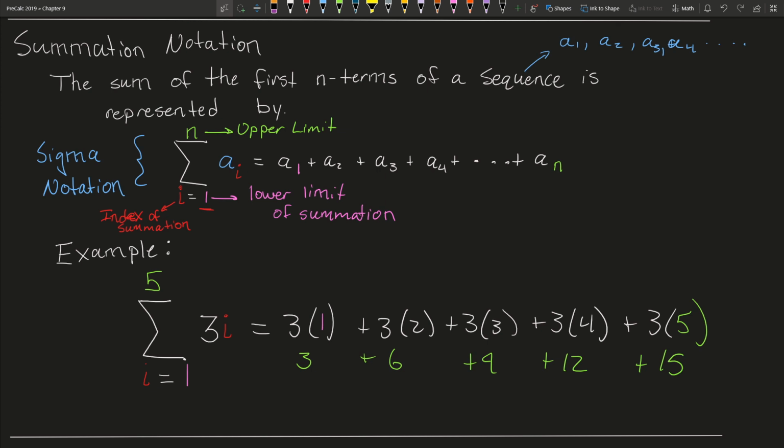Yes, sigma notation is always addition. Okay, now it's not always going to look like this. Sometimes it can be a little bit more complicated, but it always means you're summing something up. You're summing a sequence up.